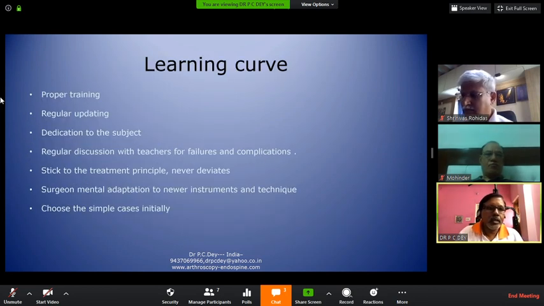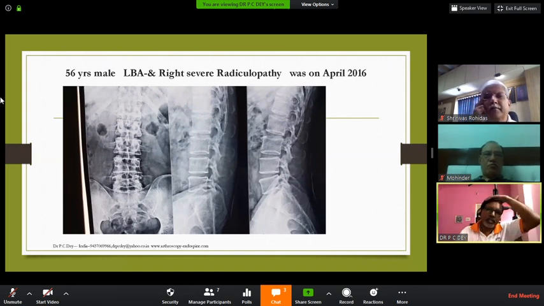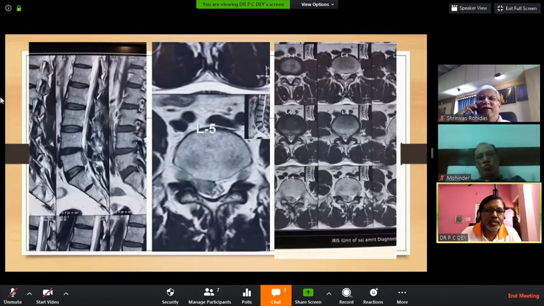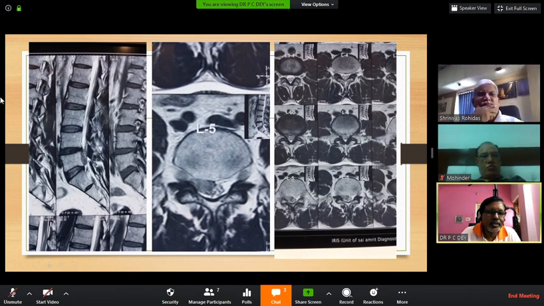Now, the learning curve was already discussed. Now, this is another patient, a 56-year-old male with low backache and severe right radiculopathy, in April 2016. He got operated due to this problem. The MRI shows an extruded and migrated disc at L4-L5, almost one level below the L4 vertebra. This is the L4 vertebra, and the disc covers almost the whole posterior surface completely.